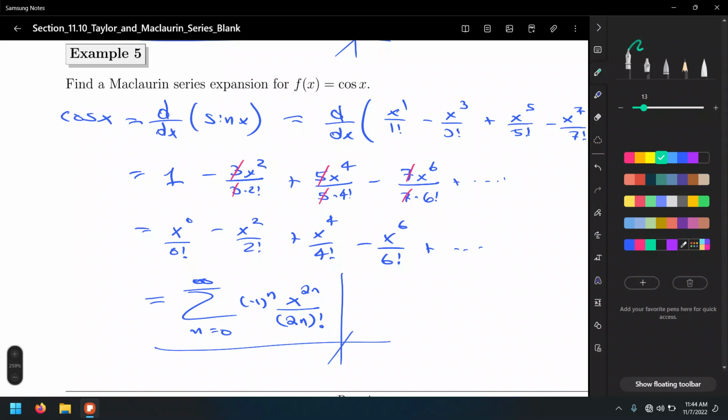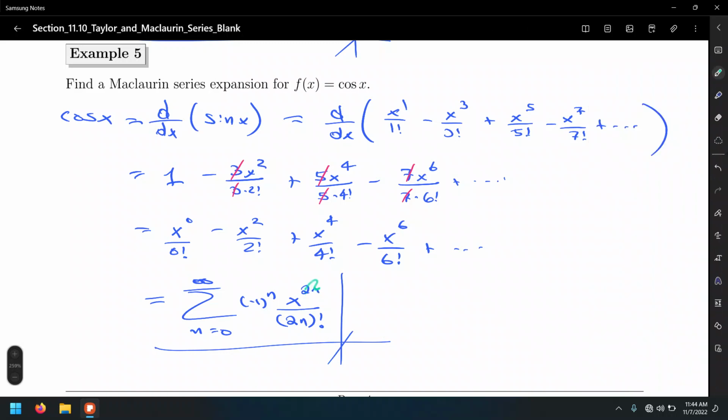Connection. What do we have? Even powers, even factorials in the denominator. That's because cosine is an even function. That's a pretty cool connection between the oddness and the evenness of the sine and cosine functions, and you can see them in their representation using power series.